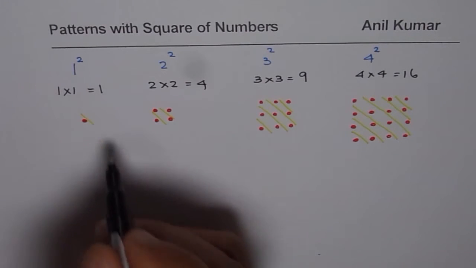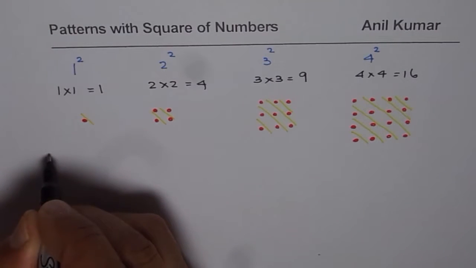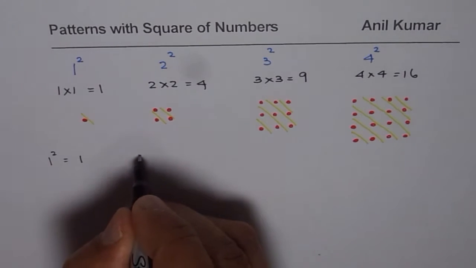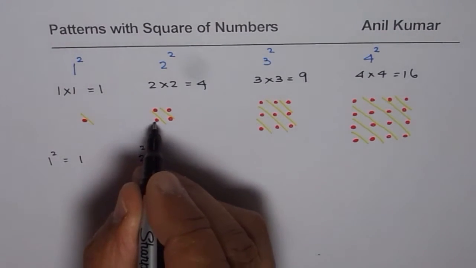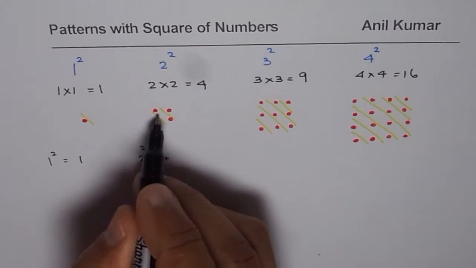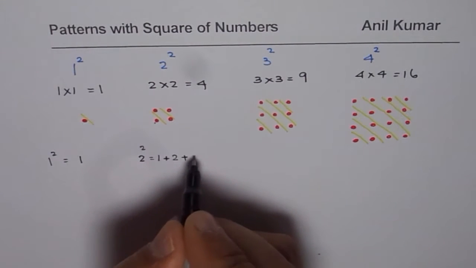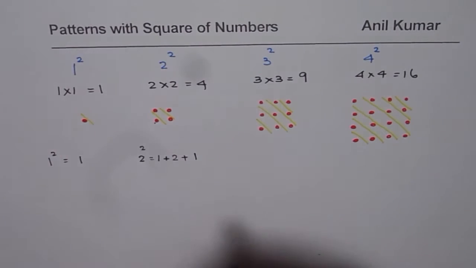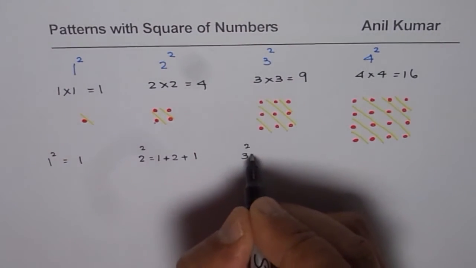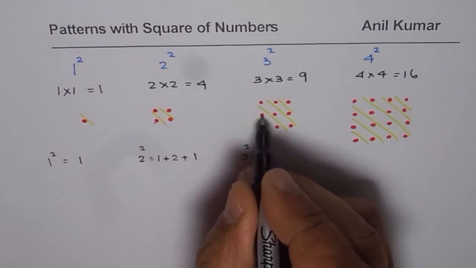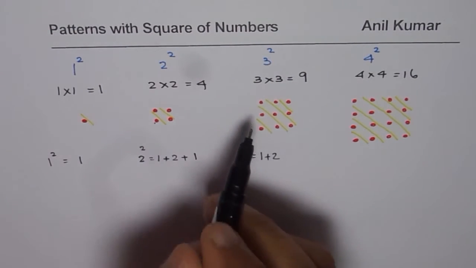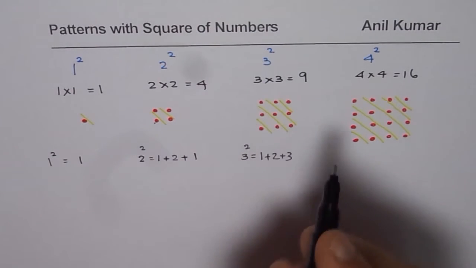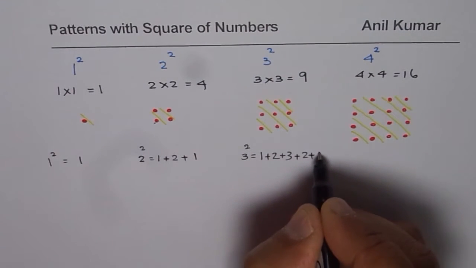So for 1 square, what pattern do we get? So 1 square, just the number 1. For 2 square, we get number 1 here, plus 2, plus 1. This is 1 plus 2 plus 1. Okay. Now for 3 square, we get the number 1, then 1, 2, then 1, 2, 3. So plus 3 now. And then plus 2 and plus 1.